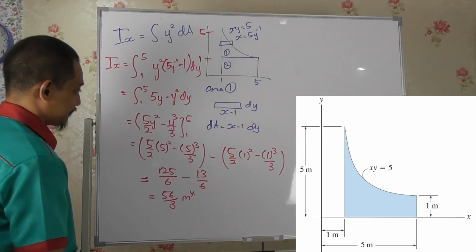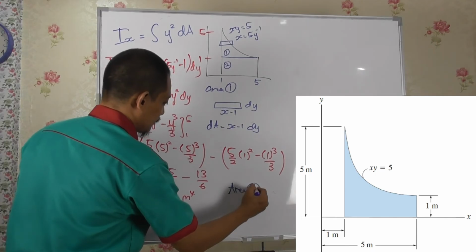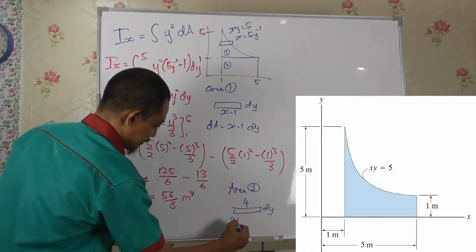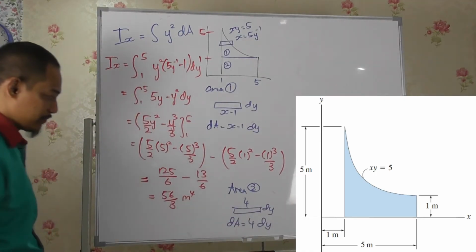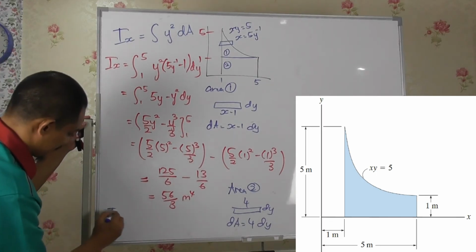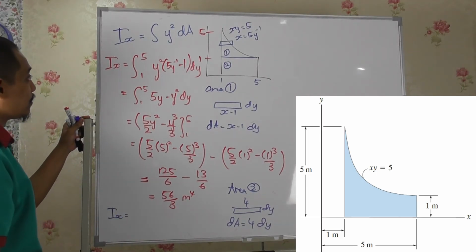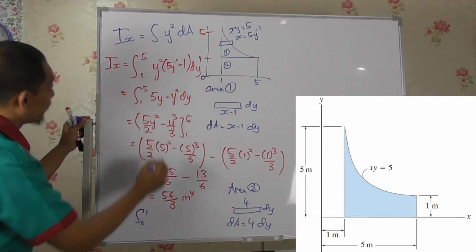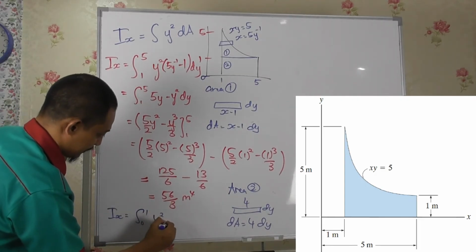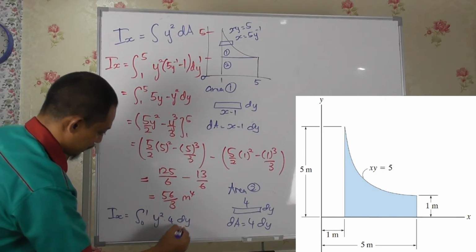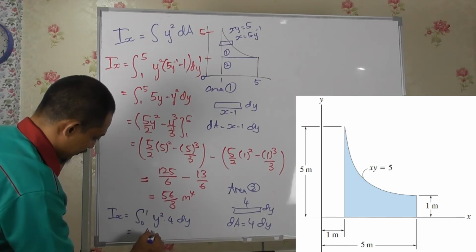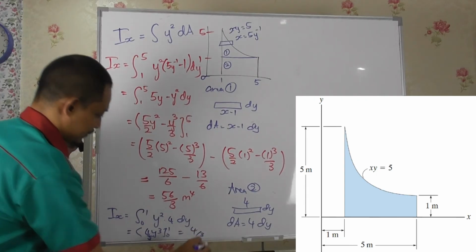Okay, we don't have enough space, huh? So area 2: basically this whole length is 4, and this is dy, so dA is 4 dy, right? So if you use the same equation, Ix equal to, the limit is between 0 to 1, right? So integration from 0 to 1, and then you have y squared, and then 4 dy, right? So you'll get 4y cubed over 3 from 0 to 1, so you'll get 4 over 3.